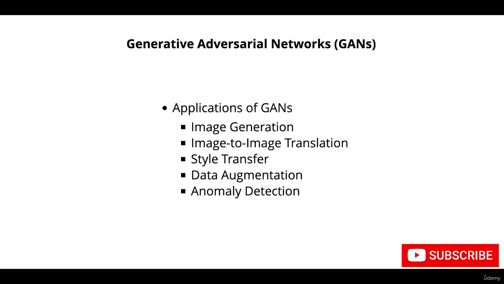Generative adversarial networks have revolutionized the field of generative modeling and have applications in various domains, including computer vision, natural language processing, and healthcare. However, training GANs can be challenging due to instability and mode collapse issues, requiring careful design choices and training strategies to achieve good performance.